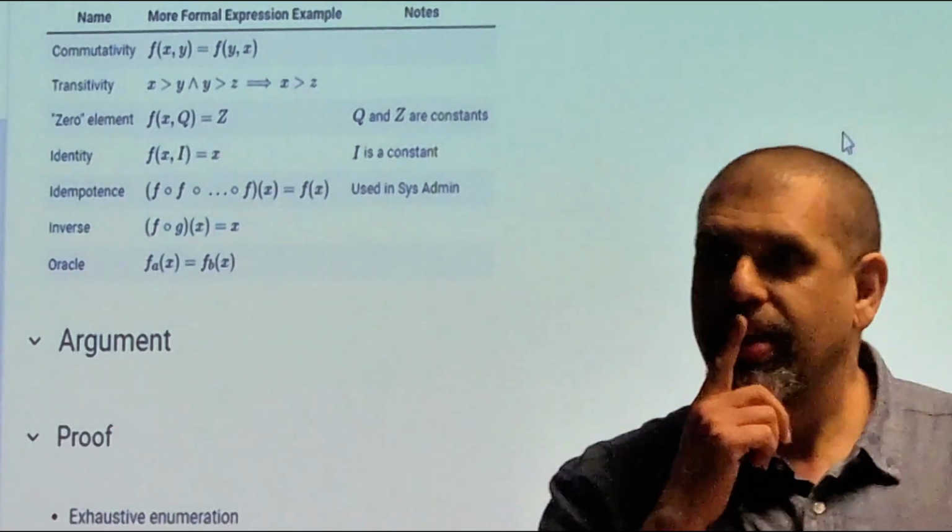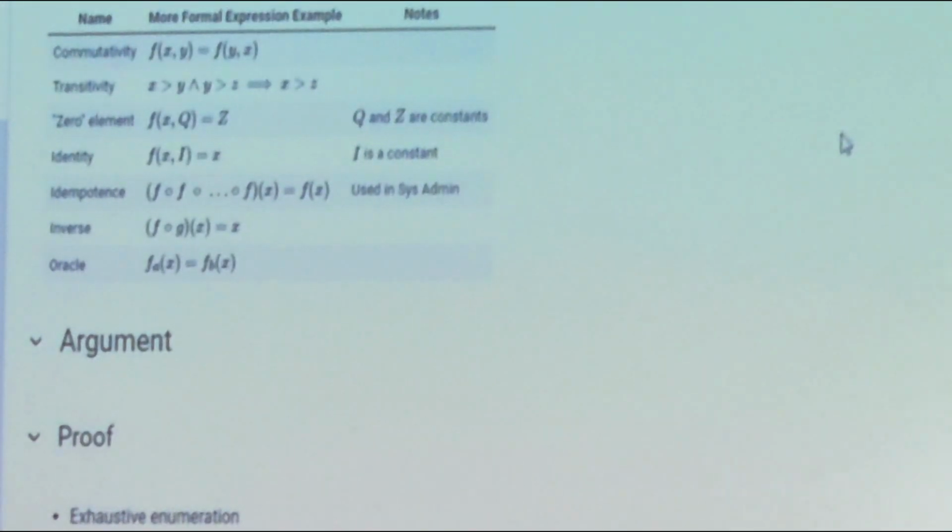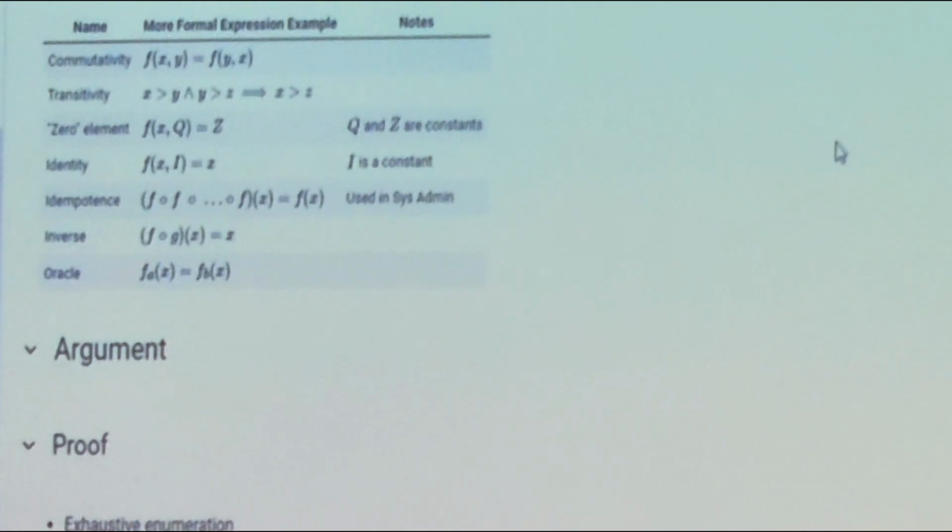Would it be -1? I'm sorry, -1? Oh no, by inverse I meant what undoes that function. So let's say you have a function called reverse, and it takes a string and it reverses it. And you want to know what function, if I apply it to reverse, gives me back the original string.